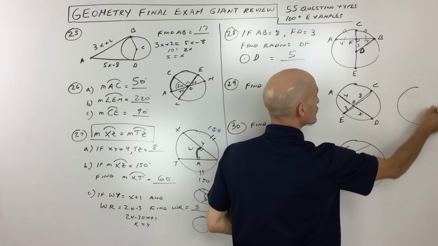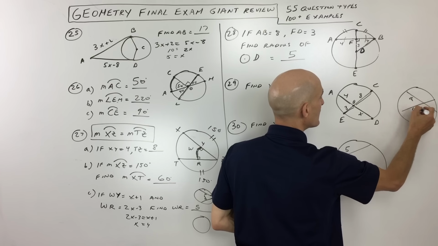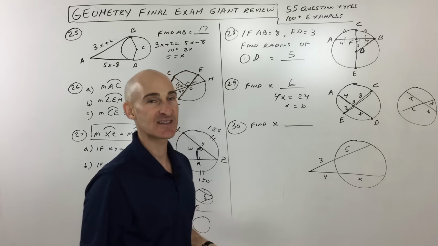So another way to write it, a lot of times when I explain this to students, I say, well, just think of this as A and B. This is C and D. A times B equals C times D, and that's the property.